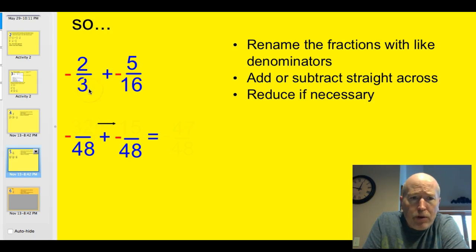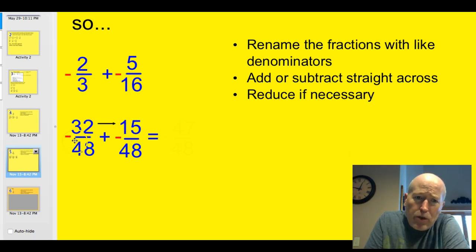So for negative 2/3, if I multiplied 3 times 16, I have to multiply 2 times 16, so I've got 32. And I had 5/16, so I had to multiply the bottom times 3, so I have to multiply the top times 3, so I have 15. So I've renamed negative 2/3 as negative 32/48, and negative 5/16 as negative 15/48. Now I can just add straight across.